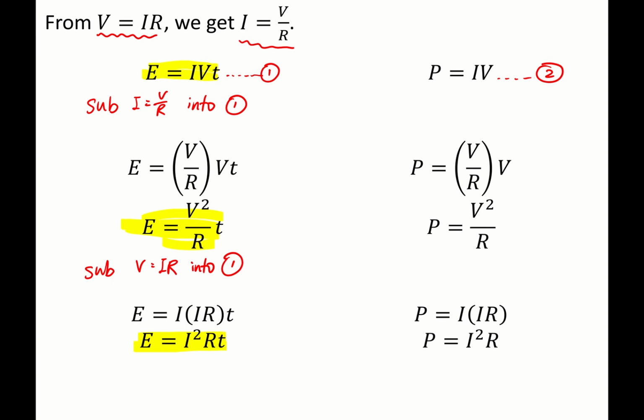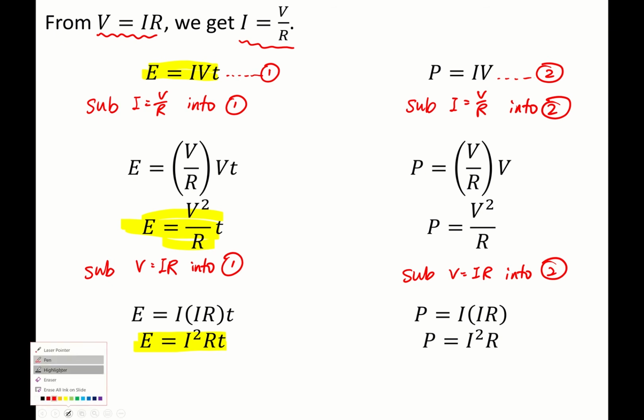Okay, next we go to P equals IV. You have to sub I equals V over R into equation 2. I'll end up with P equals V squared over R. Very similar to the one on the left hand side. And next, if I sub V equals IR into equation 2, I get P equals I squared R. Also very similar to the one on the left hand side. And hence, that's what I meant by we're going to use these two equations, manipulate them a little bit, and we get 4 more equations.